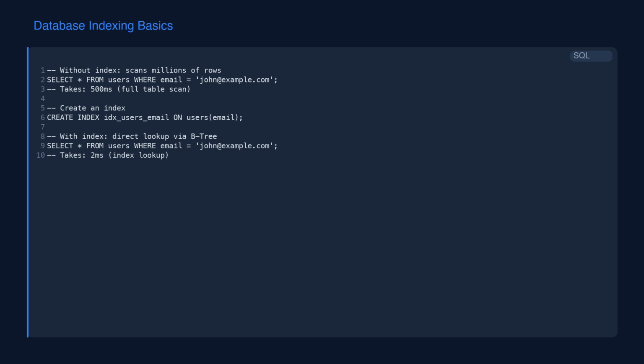Here's a concrete example. Without an index, searching for a user by email scans millions of rows and takes 500 milliseconds. After creating an index on the email column, the same query takes just 2 milliseconds. That's a 250x improvement from a single line of SQL.